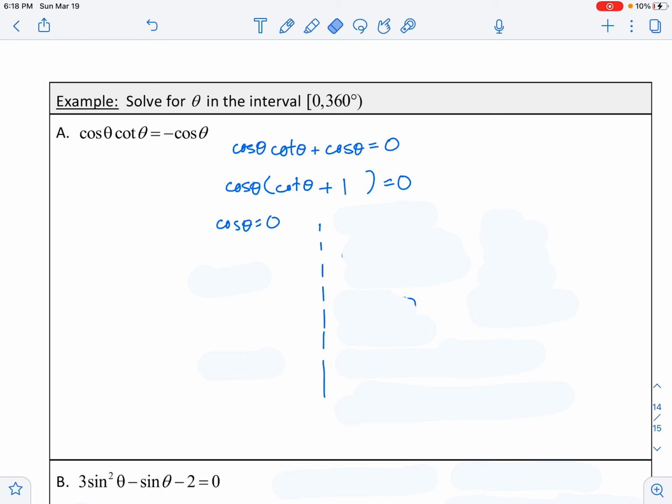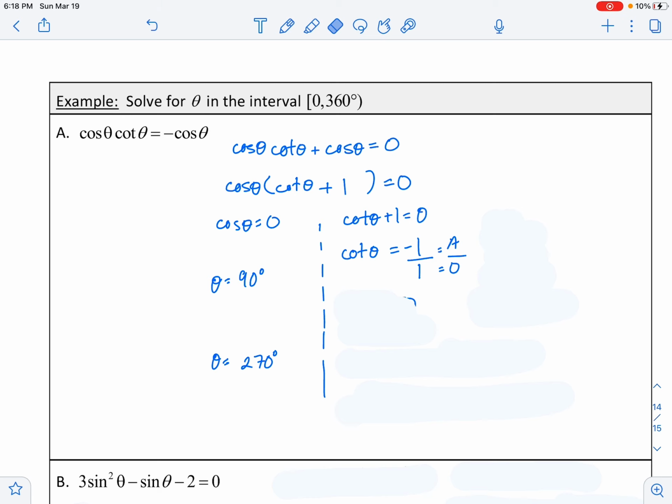First one, cosine theta equals 0. And I know that cosine is 0 at two angles, 90 degrees, and at 270 degrees. So that's done for cosine, but we also need to set cotangent theta plus 1 equals 0. And when I solve for cotangent, cotangent equals -1. And I'm going to write that as a ratio of -1/1.